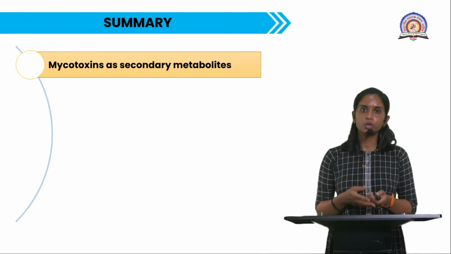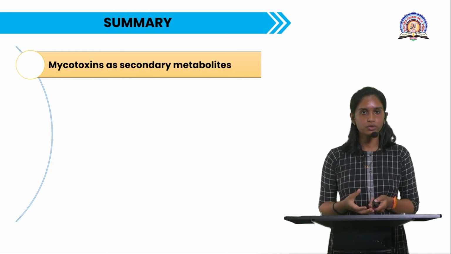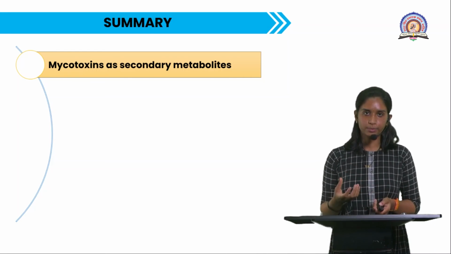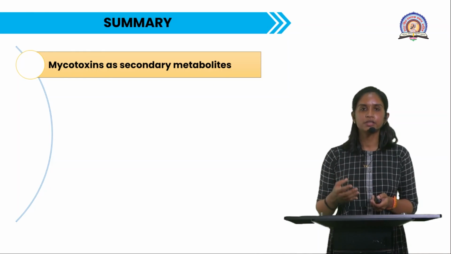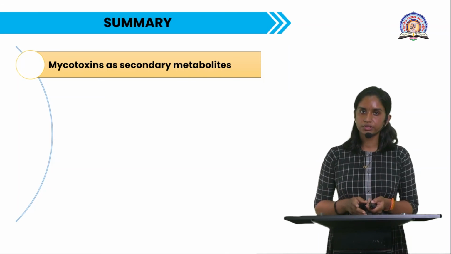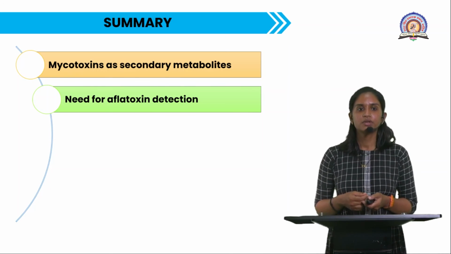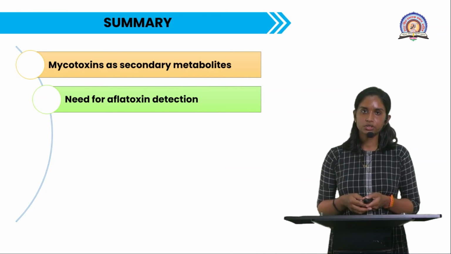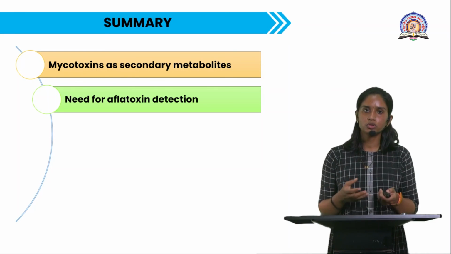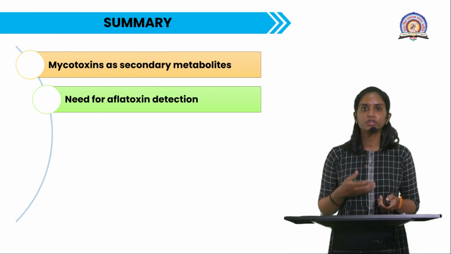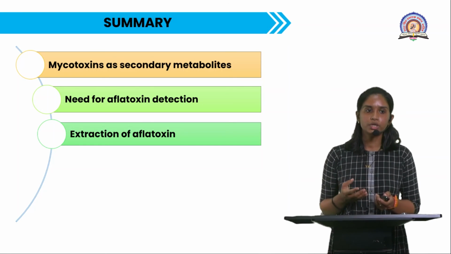To summarize, what we have seen in this session is, first thing that we have discussed is what are mycotoxins. These are fungal secondary metabolites, that is having fungal origin, and we have seen the meaning of secondary metabolites. They are produced by the fungus, are not required for survival, but they are giving added advantage to this fungus. Then second thing is why there is need for aflatoxin detection, because it is hazardous and we should know whether it is present in food or not, so we can see whether that food is safe for consumption or not.